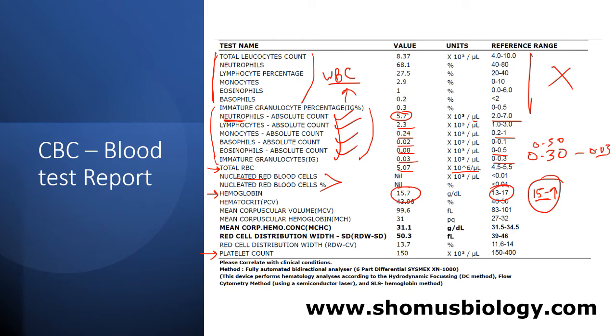Normal range is 13 to 17 gram per deciliter. In my case, 15.7, which is a good value of hemoglobin. For smokers, the value must be less.